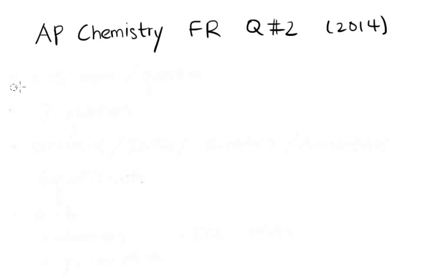So part A. Part A asks, identify a Bronsted-Lowry conjugate acid-base pair in the reaction. And the reaction given is propanoic acid, a carboxylic acid, reacting with water. So this is just like the Ka expression.